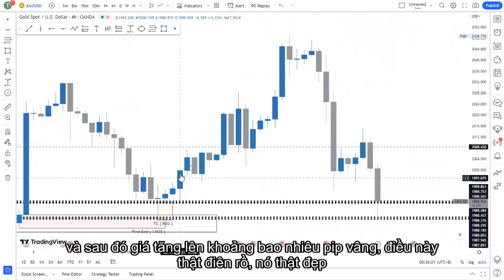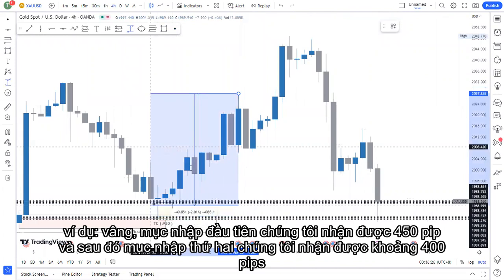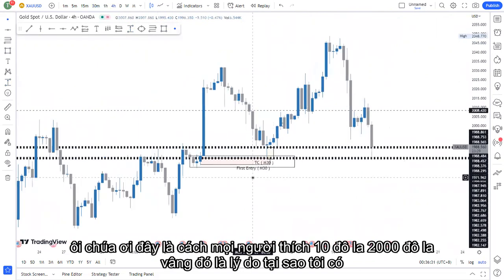Yeah, this is so crazy. This is so beautiful. For example, the first entry we got 450 pips, and then the second entry we got like 400 pips. Oh my god. That's how a lot of people earn from $10 to $1,000.